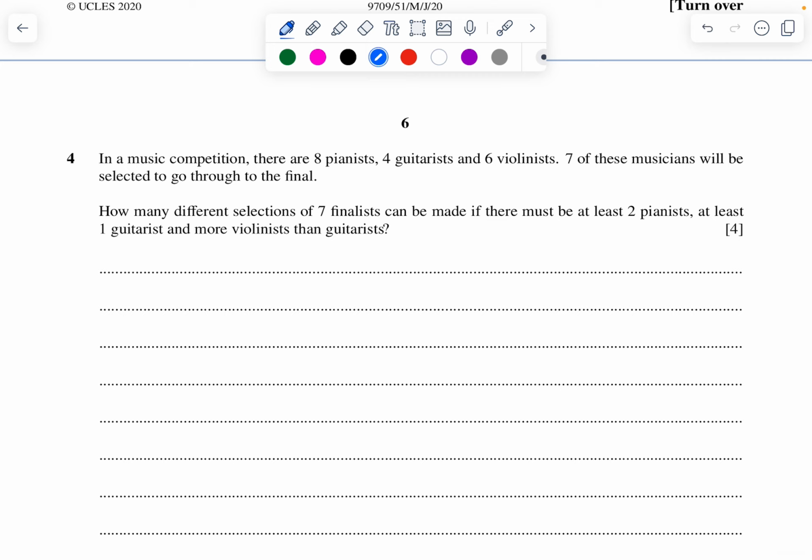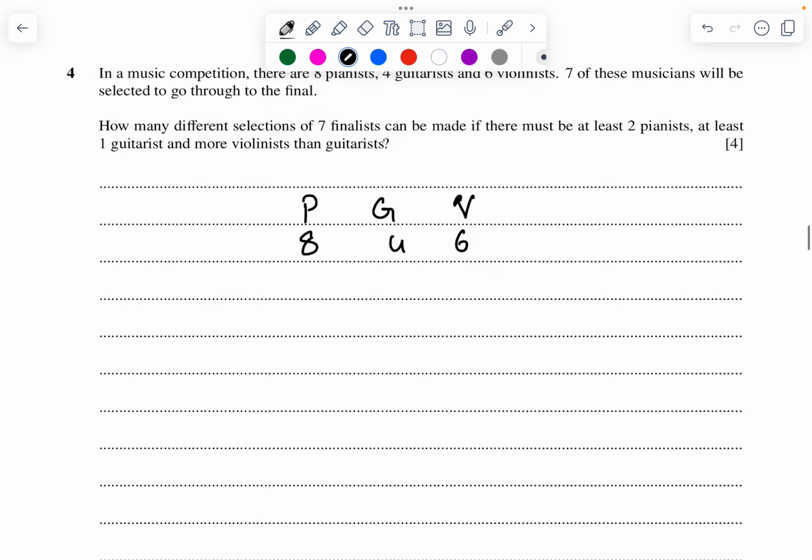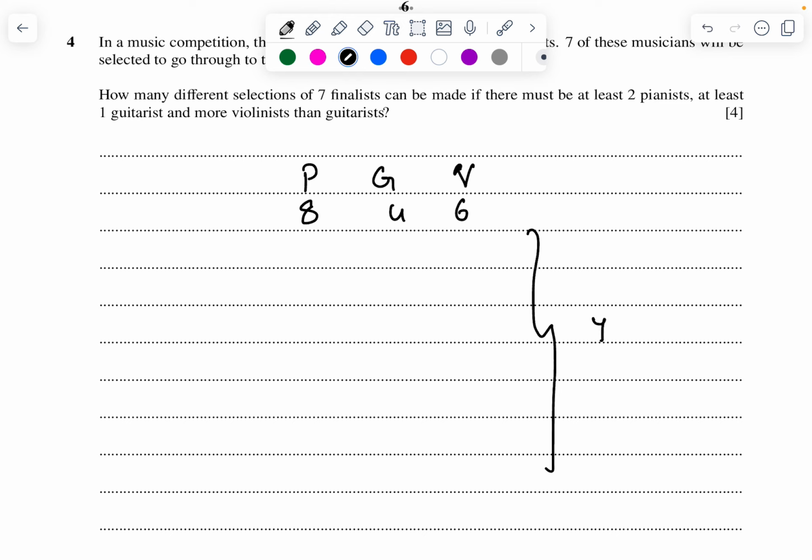Question number 4. In a music company, there are 8 pianists, 4 guitarists, 6 violinists. 7 of these are to be selected. Totally, how many do I have to select? 7. How many different selections can be done if there are at least 2 pianists, at least 1 guitarist, and more violinists than guitarists? So minimum 2 pianists should be there. Then more violinists than guitarists. So if guitarists is 3, then violinists should be 2. Maximum I'm trying it out. Total it should become 7.